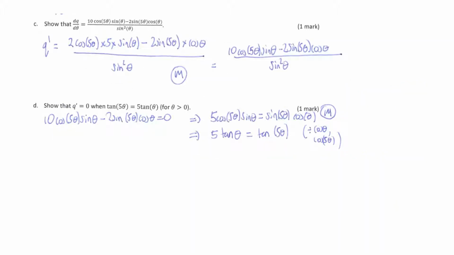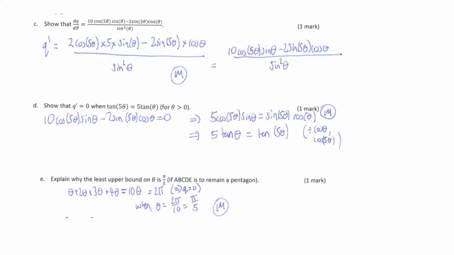These parts really don't need much explanation. Simple application of the quotient rule again, just collecting some like terms. I needed to see some sort of application of the cosine rule. And Q dash is 0, so we can just focus on the numerator, setting that equal to 0, moving terms to the other side of the equation, dividing through by cos theta, dividing through by cos 5 theta, and we can put it into tan theta via the ratio. Tan is the ratio of sine to cos.